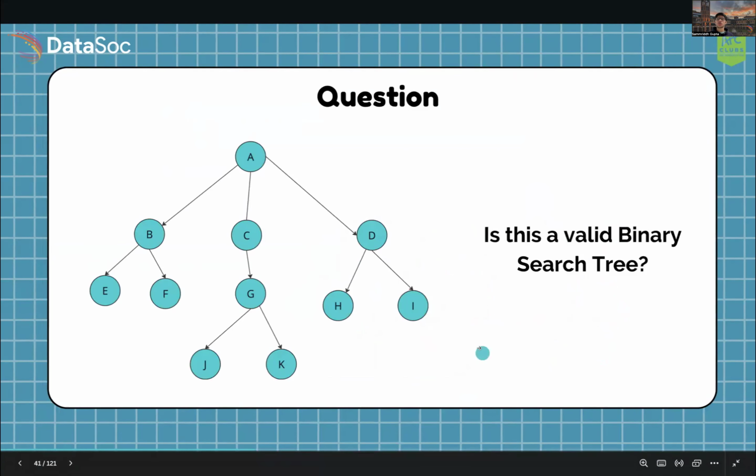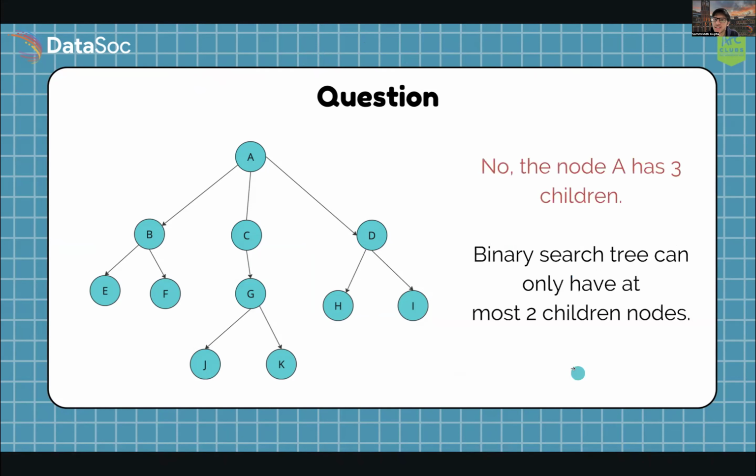So now let's move on to some questions. Do you think that this is a valid binary search tree? Can I have some responses in the chat? I'll just wait for a few seconds. No, yeah, I see a few no's. Yep. So that's right. This is not actually a valid binary search tree because the node A has 3 children. And a binary search tree's number one rule is at most a node can only have 2 child nodes.